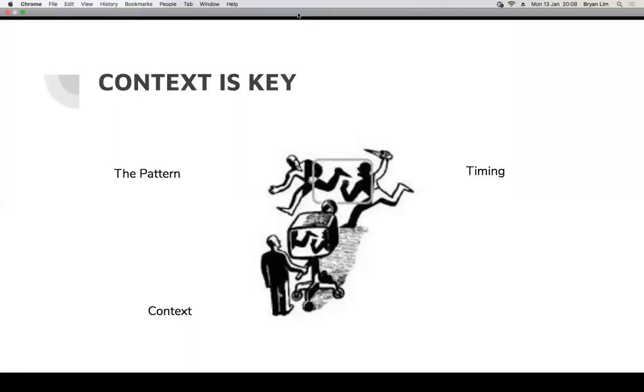So the first thing to understand is context is key. Context is very important when you're analyzing and interpreting market conditions, because if you're interpreting market conditions outside of the right context, you're going to be getting bad trades. You're not going to be looking at the right information. You're going to be making really bad decisions.